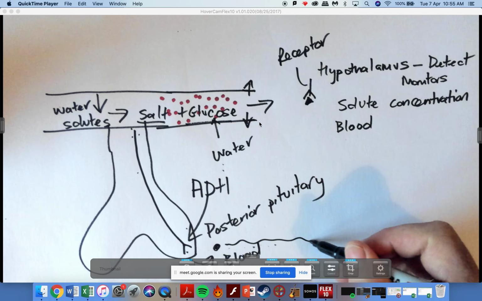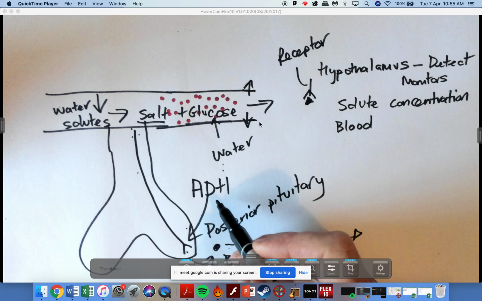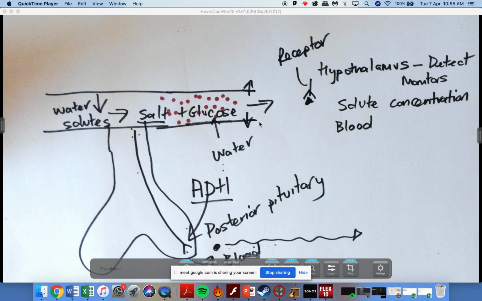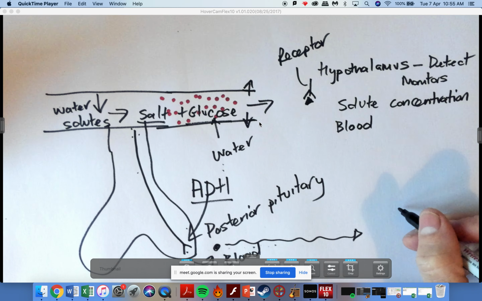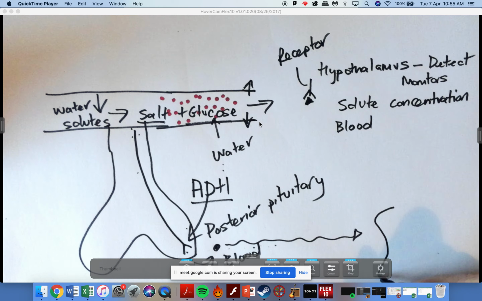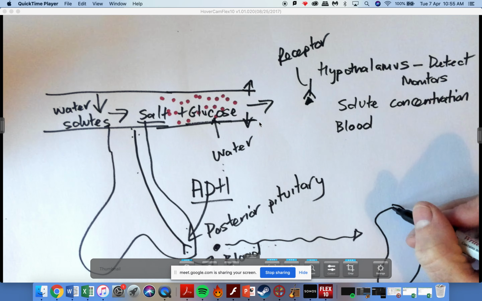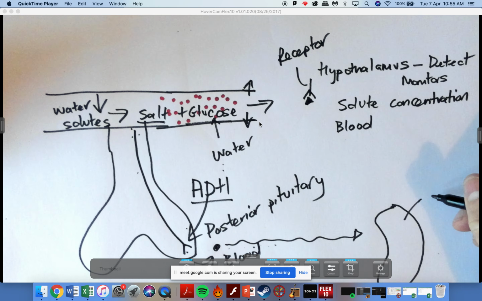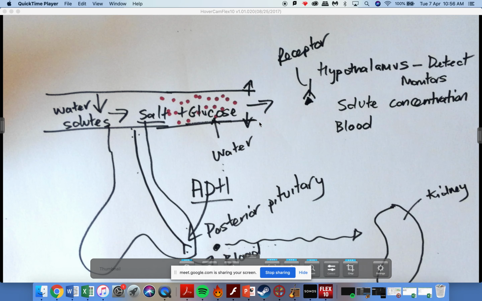and it's going to travel through the blood, because now what it needs to do is make sure that there is more water in the blood. We need to conserve water. So it's going to travel all the way to the kidney, this is a drawing of a kidney, and it's going to affect what the kidney does.